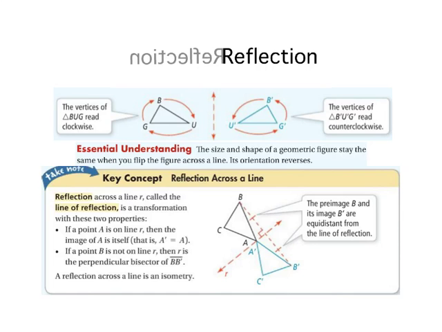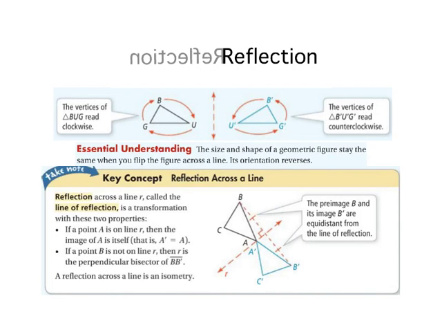A reflection can also be called a flip. The size and shape of a geometric figure stay the same when you flip the figure across a line. However, its orientation reverses. Notice I read this triangle as triangle BUG, clockwise. However, when I flip it across this line, I will then read it triangle B prime, U prime, G prime in the counterclockwise direction.